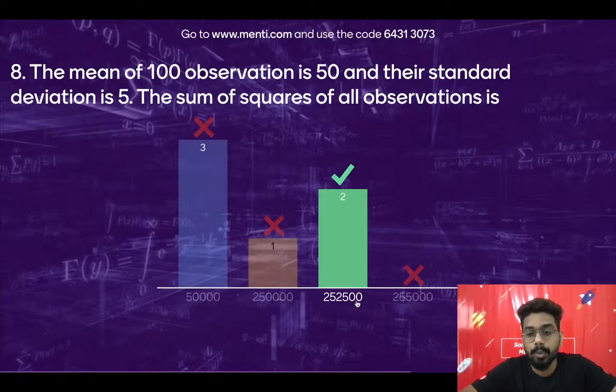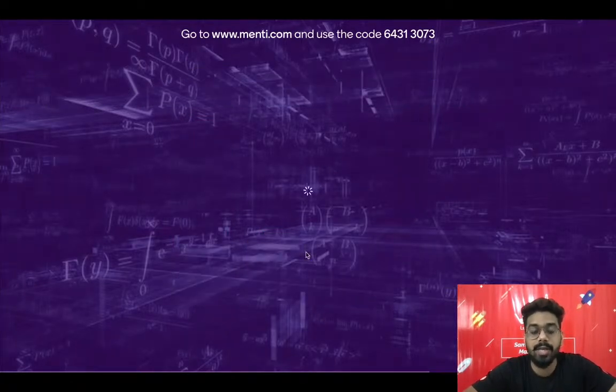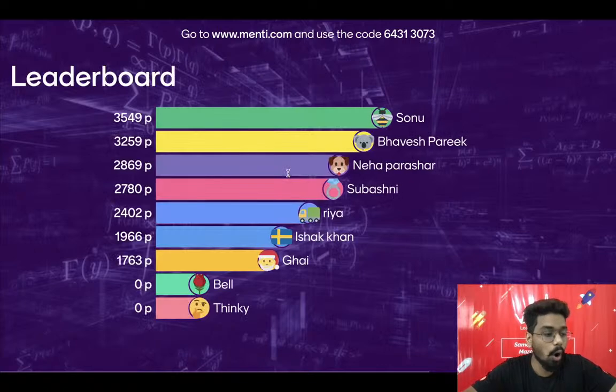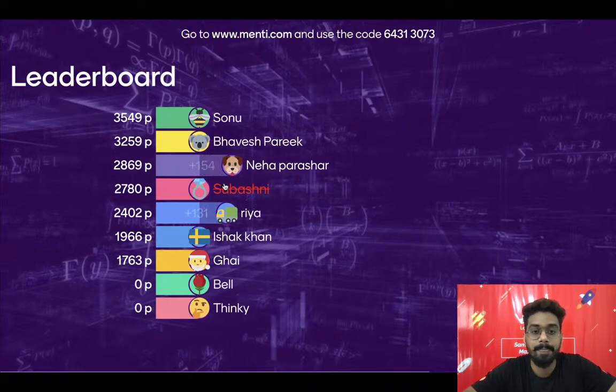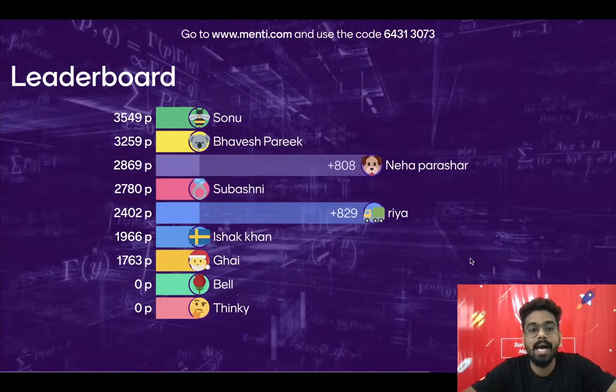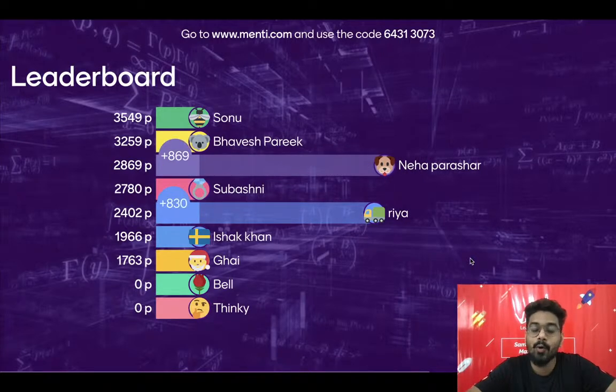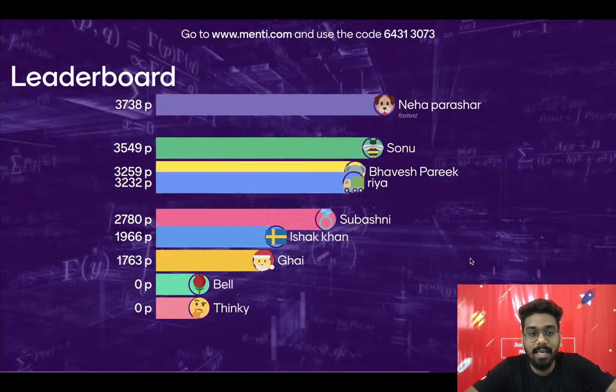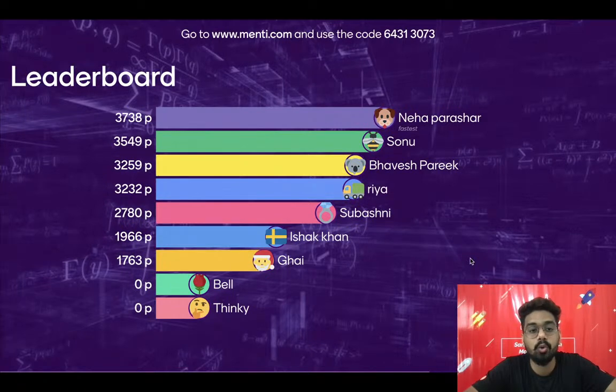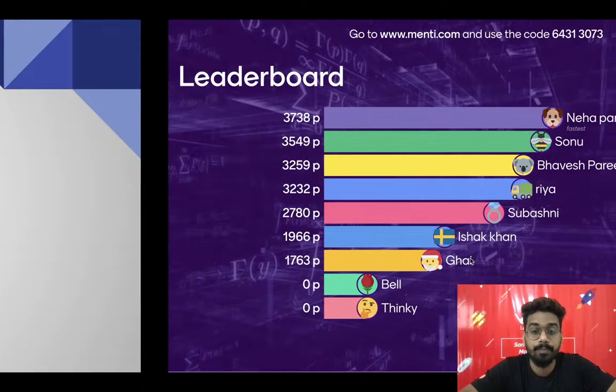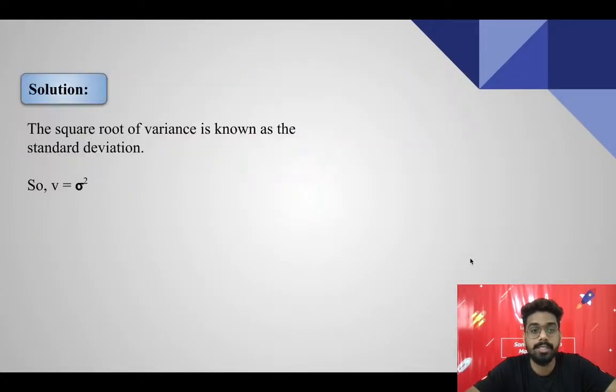Okay, so only 2 people have given the answer, and let's check who they are. Out of all, 6 people have given the answer. Neha and Ria have given the answer, and now position changes again, and now Neha is at the top, Sonu second, Bhavesh third, and Ria has reached the 4th. And how we will do this question, let's see.